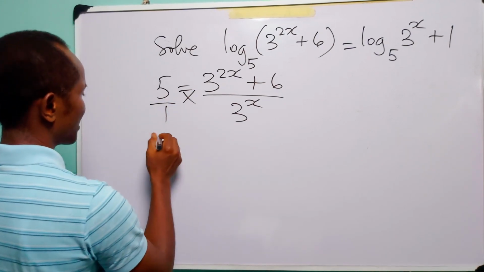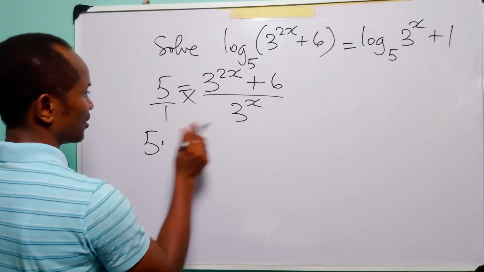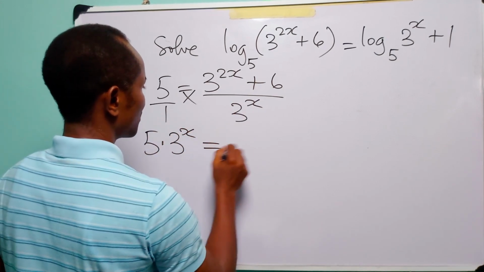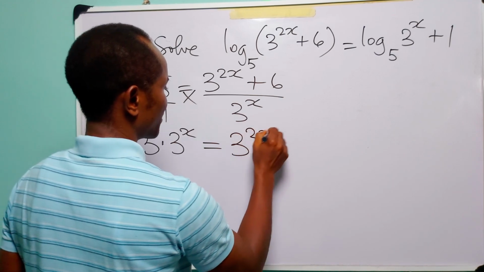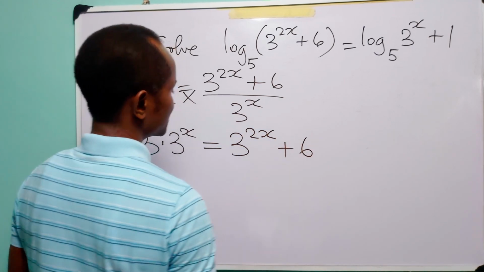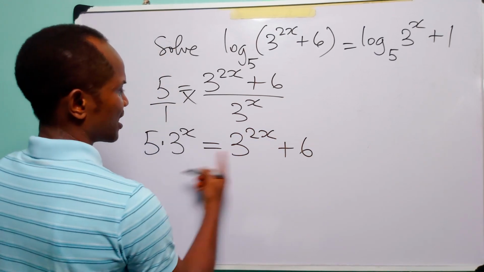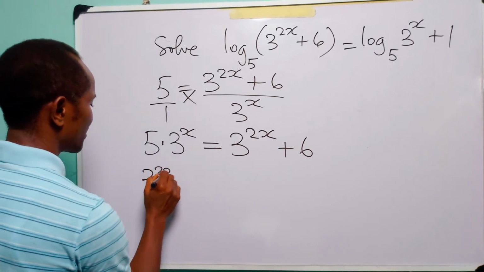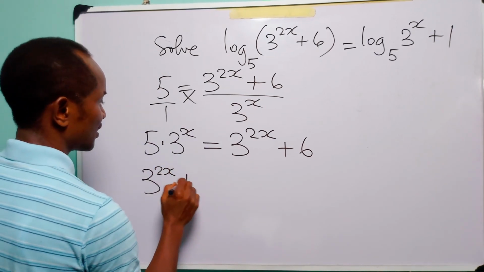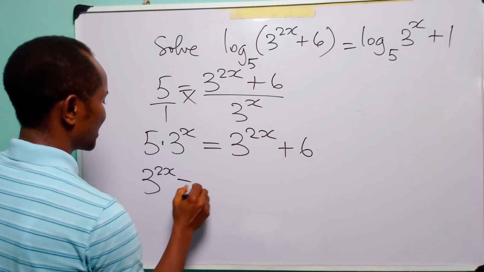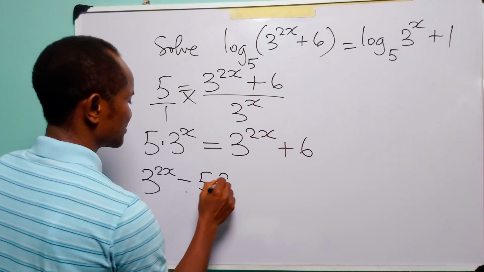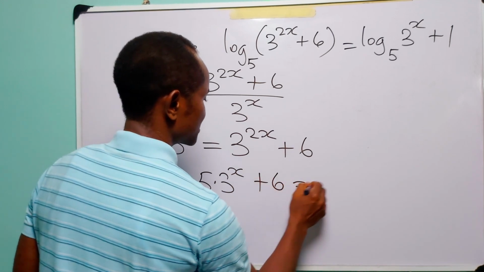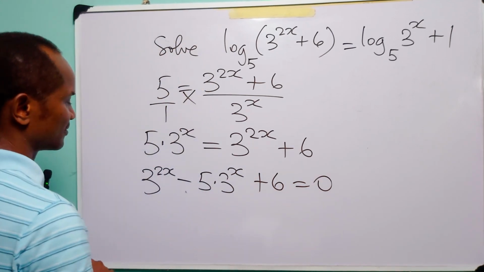And when we do that, we have that 5 times 3 to the power x is equal to 3 to the power 2x plus 6. Let us rearrange this equation. We have 3 to the power 2x minus 5 times 3 to the power x plus 6 is equal to 0.